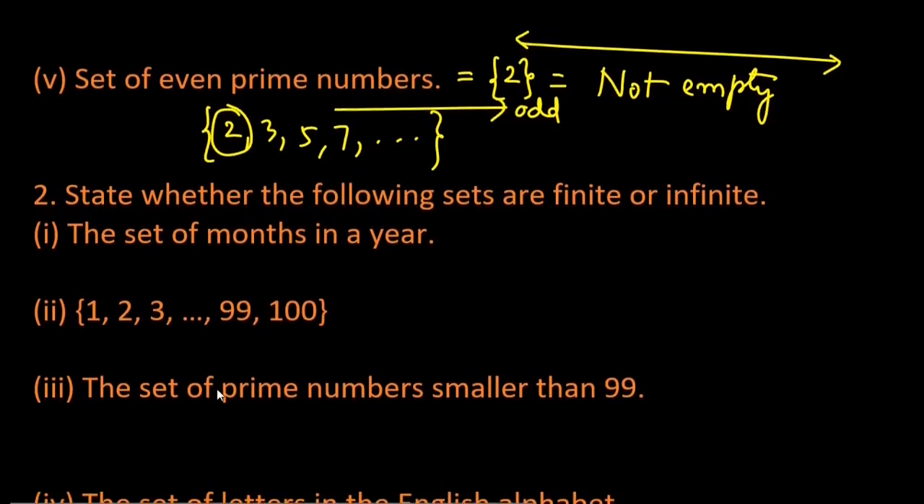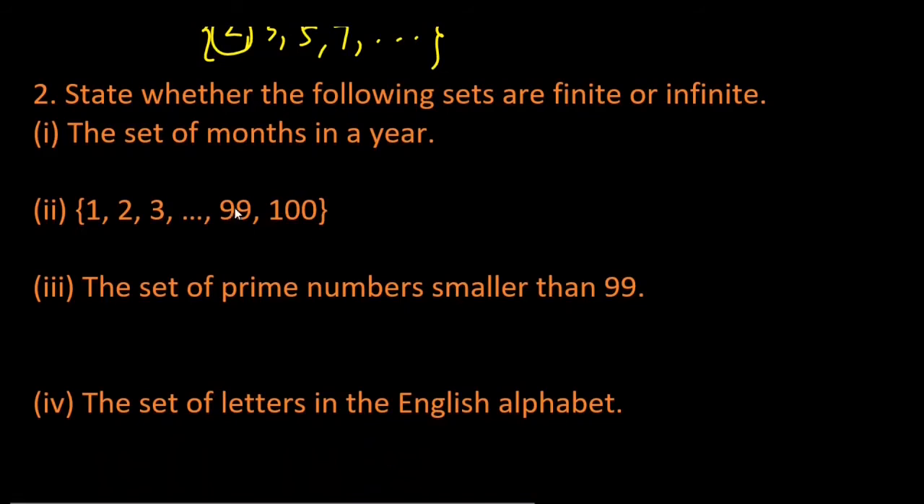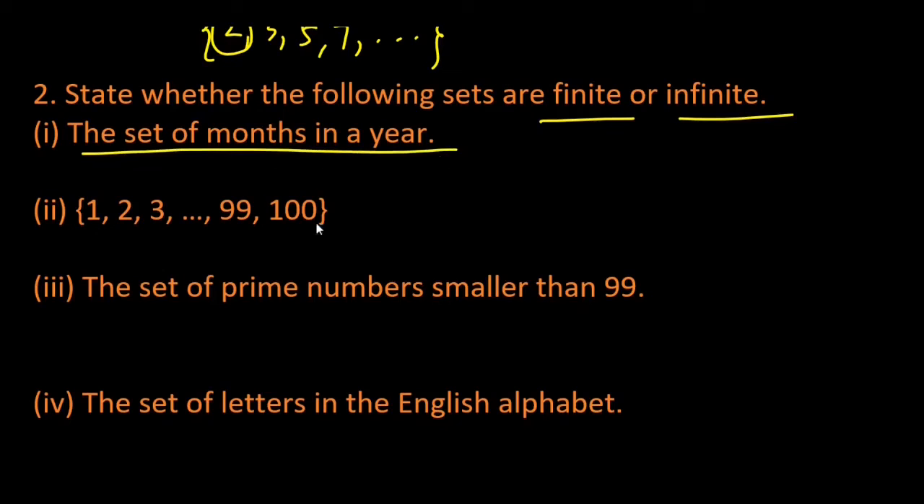Question number 2. State whether the following sets are finite or infinite. We have to check whether the number of elements are finite or infinite, and state that the sets are finite or infinite. The set of months in a year. In a year, there are 12 months. So it is finite.